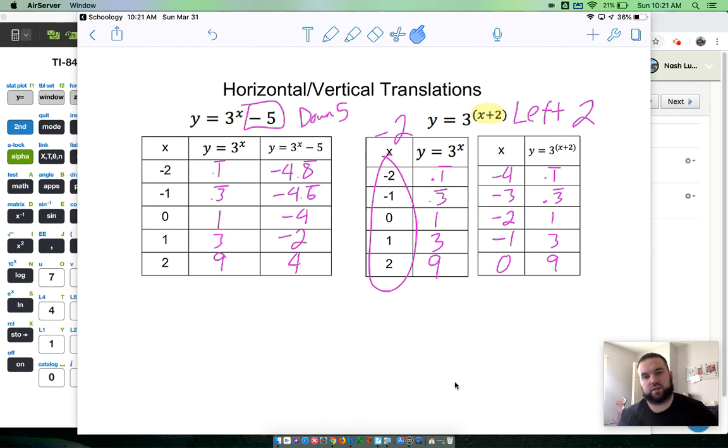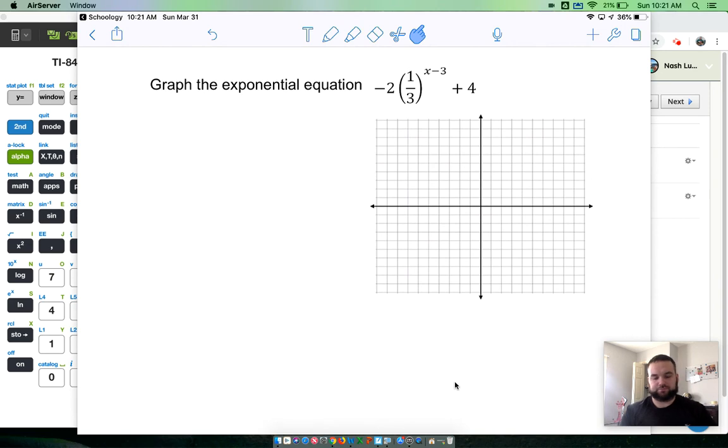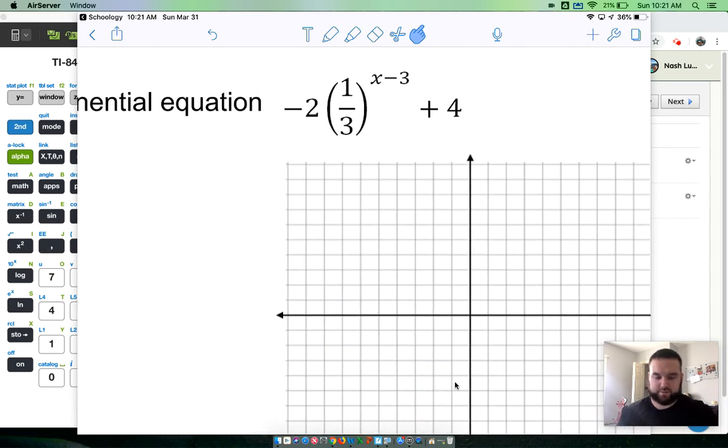Okay. So horizontal and vertical translations are very similar. The only difference, again, being if you see the x plus 2, you need to see it in parentheses and very obviously in a power for that. So we're going to kind of put this all together and graph. This should say y equals. I don't know why it doesn't. So we're going to graph the equation y equals negative 2 times 1/3 to the x minus 3 plus 4.